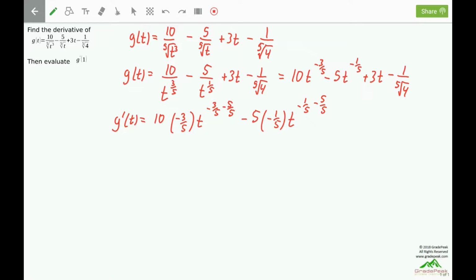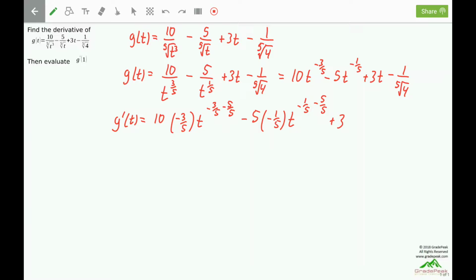The third term, 3t, is a constant times t. The derivative will be the constant, which is just the 3. The fourth term is all just a constant. It didn't have any t's with it. Even though it's a fraction and it has a root, there are no t's. It's all just a constant of some sort, so the derivative of that one is 0, and that's why I never rewrote that one.